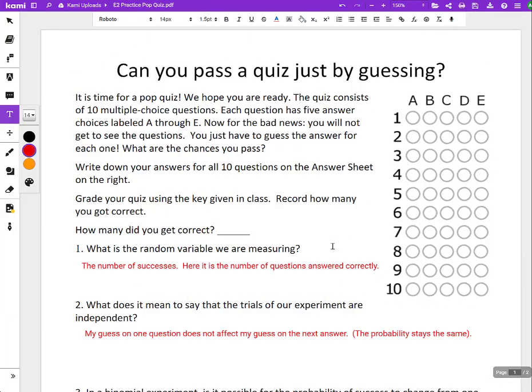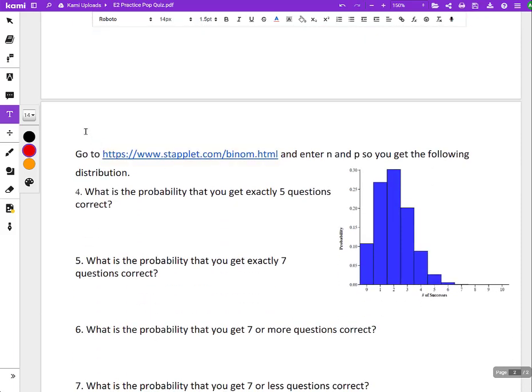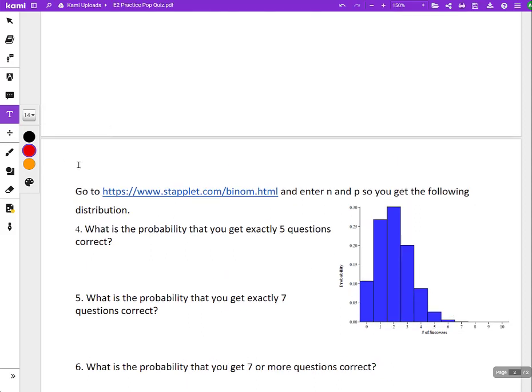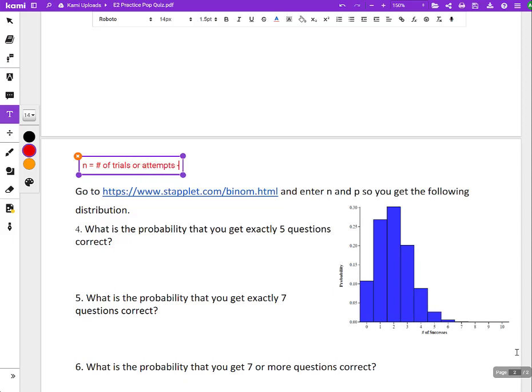In our model, N is the number of trials. So you could say, oh, I think it's 5 or I think it's 10. Well, you're trying to guess how many questions out of 10 you're going to get right, so N is 10. Let me write it here: N equals number of trials or attempts, and in this case, that is 10. All right. Then P is the probability of success on one try.